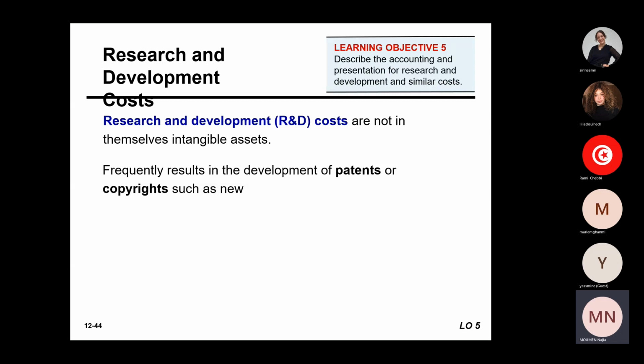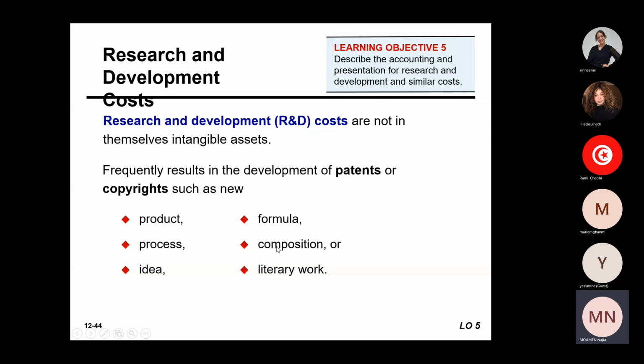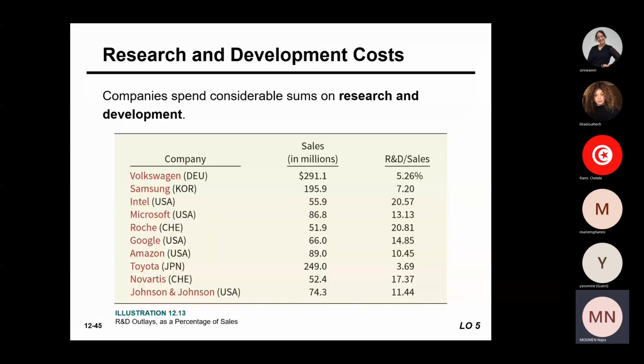Here it said that research and development are not themselves intangible. That's obvious, because we engage in research and development, so we incur costs and expenditures, with what goal? With the goal to develop some intangible assets. It will yield the development of patents, copyrights, etc., for new products, for any processes or ideas. We can also engage in research and development to provide a new formula, new composition, any literary work, etc. So any new invention.